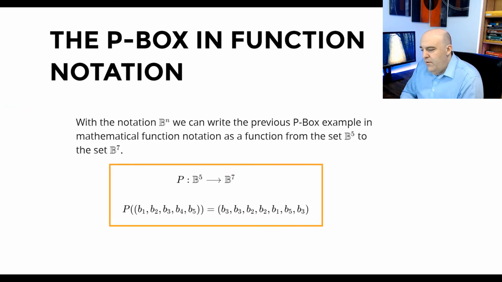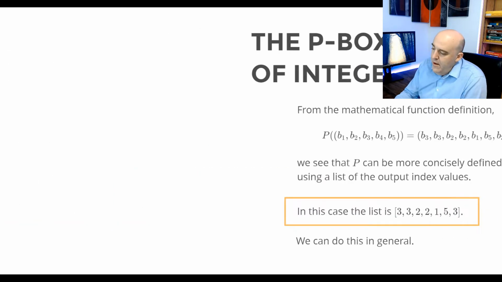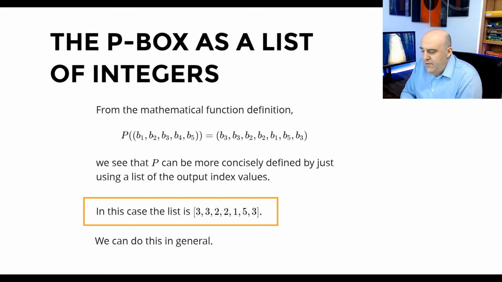All right, so using the notation Bn that we just introduced, we can write the P-box in a function notation style, and it'll look like this. P will go from B5 to B7 in this last example. And what does P do to a typical element of B5? Well, P evaluated at b1 up to b5 is this quantity here: b3, b3, b2, b2, b1, b5, b3. One thing we notice here is we can represent this a little bit more concisely by just looking at the indices of the output value. In this case, it's 3322153. We don't really need to specify all that other stuff. And we can do this in general.